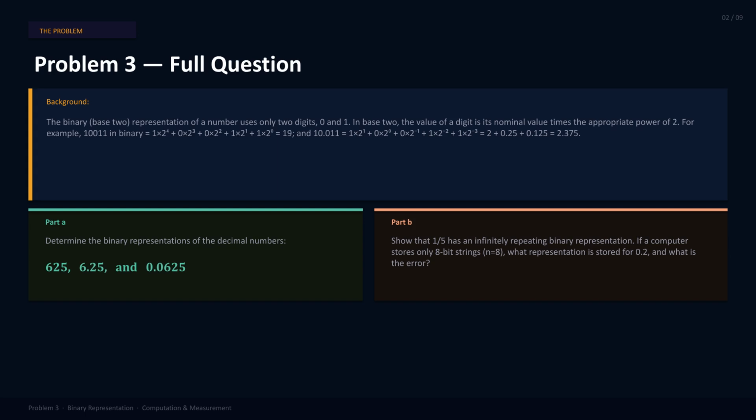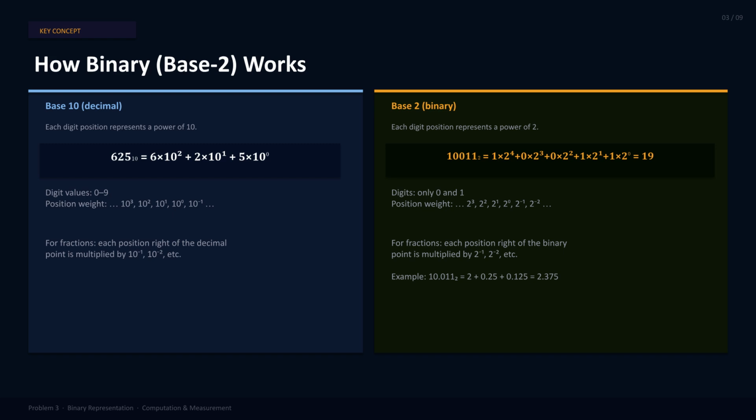Base 10 or decimal uses powers of 10 for position weights. Binary or base 2 uses only digits 0 and 1 with position weights based on powers of 2. For fractions, positions to the right of the point represent negative powers of the base.